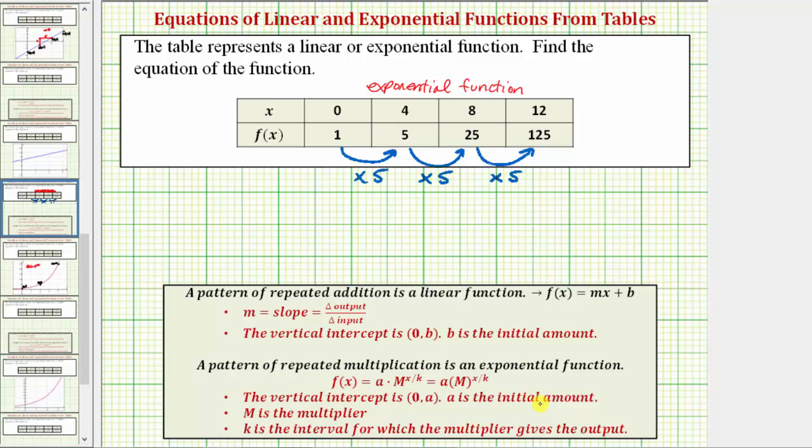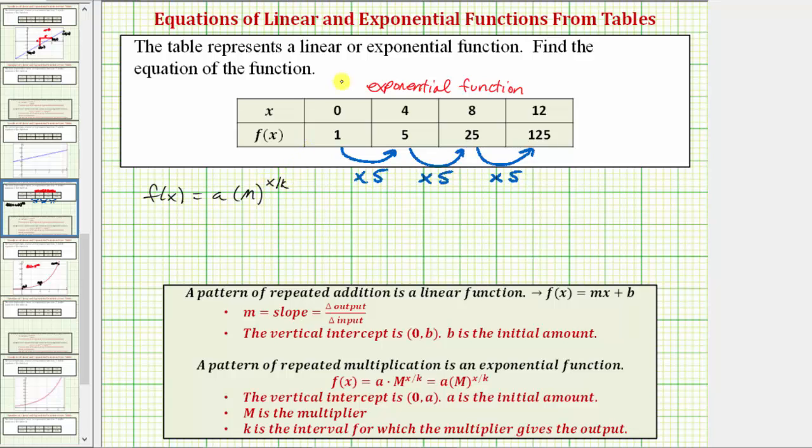The equation of an exponential function can be given in the form of f of x equals a times m raised to the power of x divided by k, where the ordered pair (0, a) is the vertical intercept. We also say a is the initial or starting amount. m is the multiplier, which is the factor that we multiply by to find consecutive function values in the table. And k is the interval for which the multiplier gives the output, which is determined by analyzing the x values in the table. So let's work on determining the equation of our function, again in the form f of x equals a times m raised to the power of x divided by k.